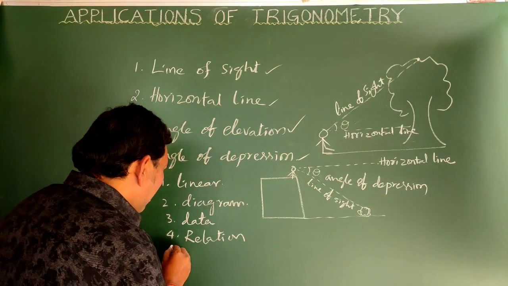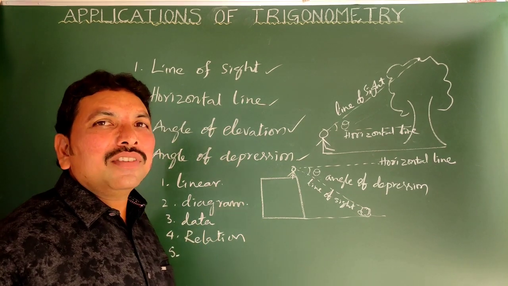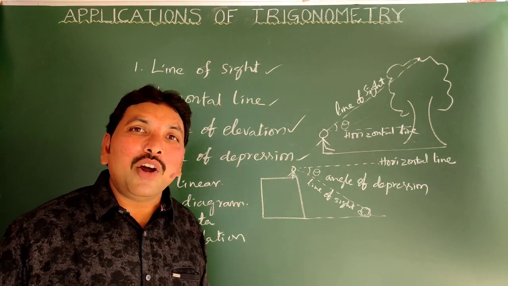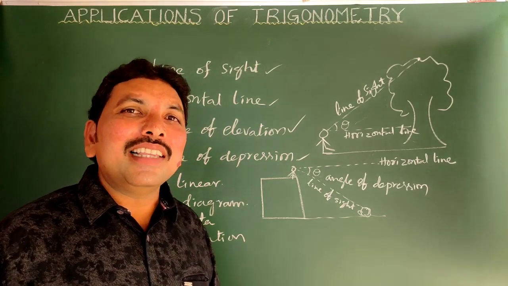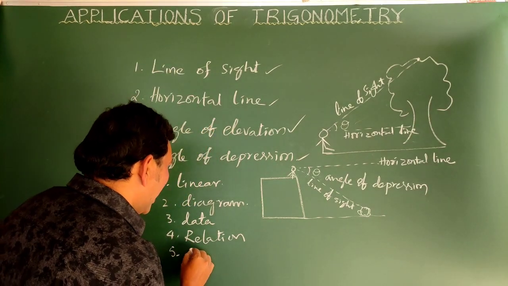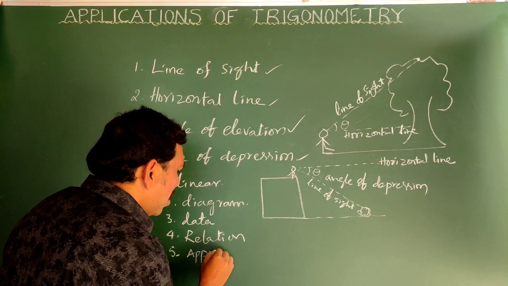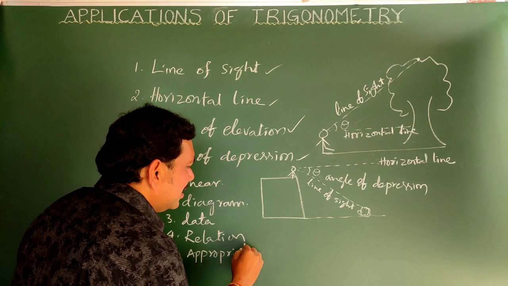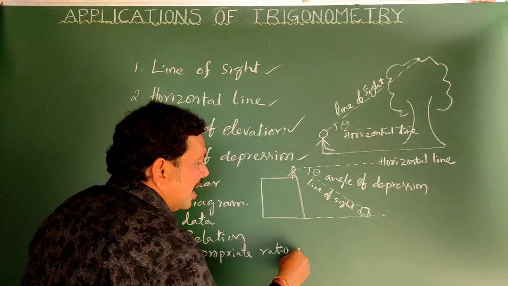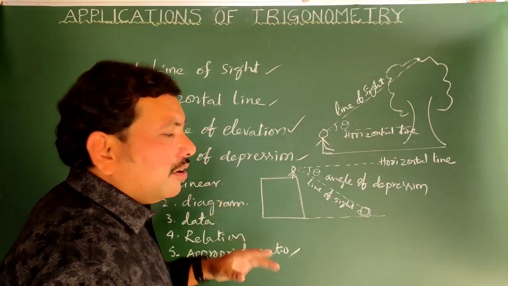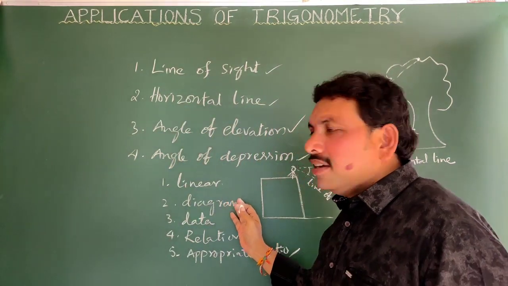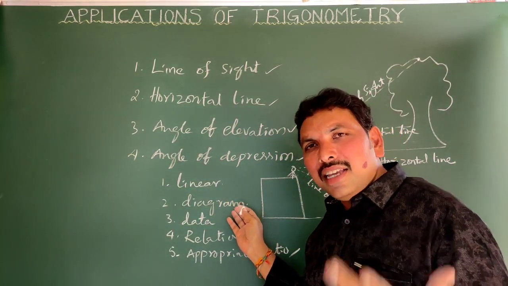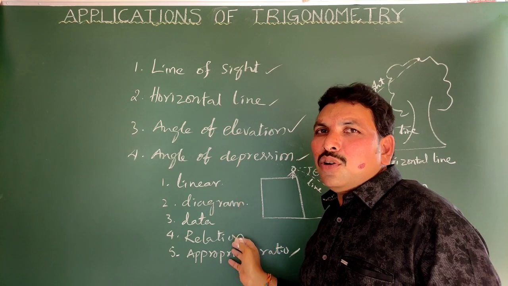And the fifth one is choose the appropriate trigonometric ratio, then solve the problem. Understood? So while doing problems, we should consider these steps, and you can easily find the solution, right?